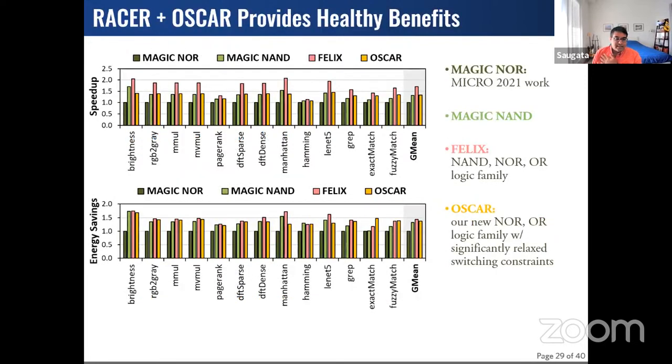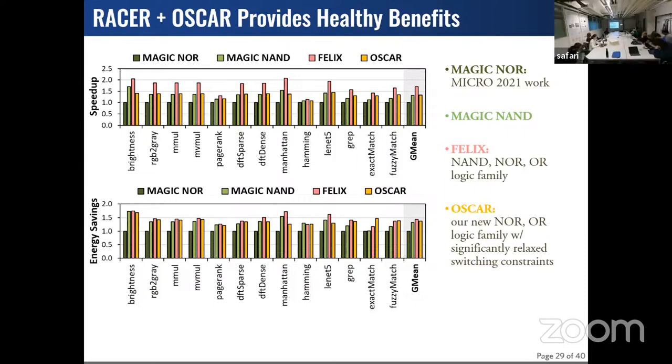And what we found was that we did a study looking at MAGIC. So MAGIC, I talked about MAGIC and it being capable of NOR. It's also capable of NAND operations using the same concepts. We look at Felix, which I apologize, I got this wrong, supports NAND, NOR, and OR. And we looked at Oscar, our new family that supports NOR and OR operations. What we did was we rewrote our micro benchmarks to be optimized for each of these logic families.